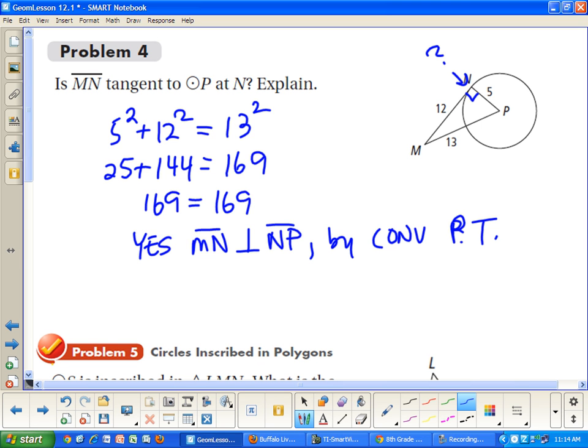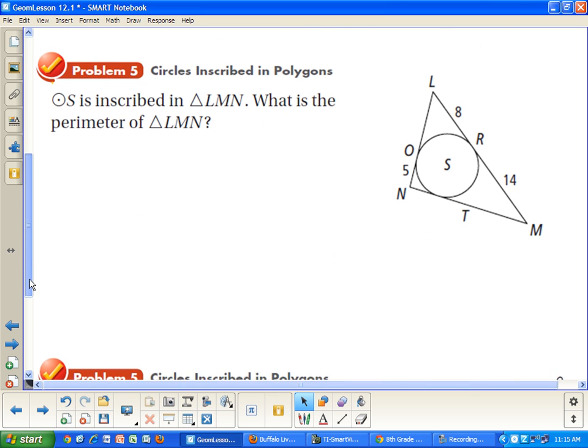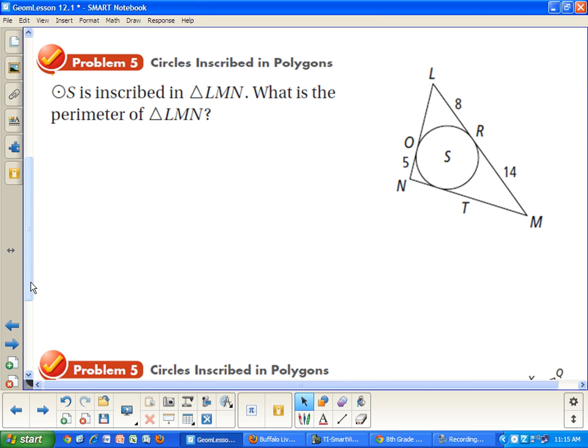And then we can say that MN is tangent to circle P at N by the theorem that says if you have perpendicular lines, then you have a point that's tangent. And I think that was the third one, or the second one of the three theorems. All right, so you can go ahead and try that.